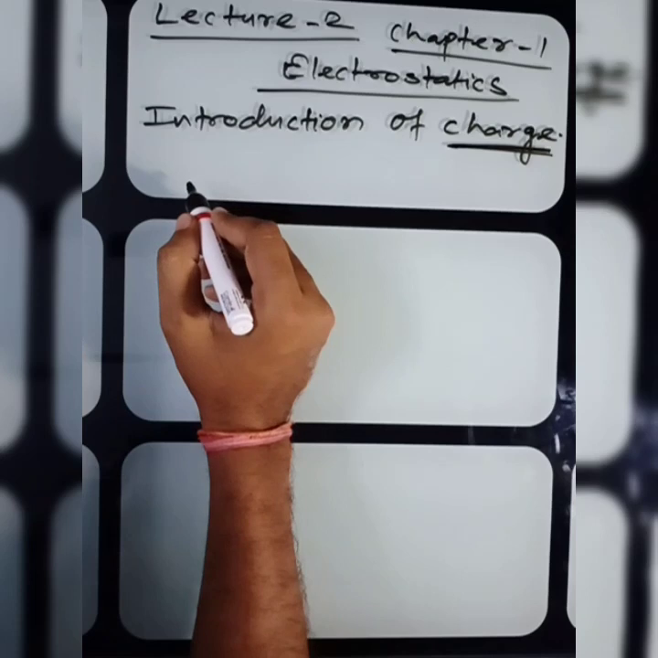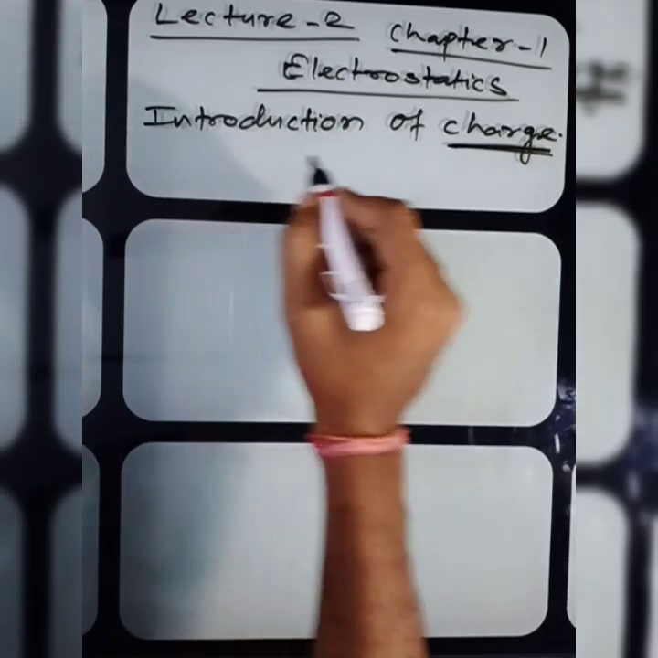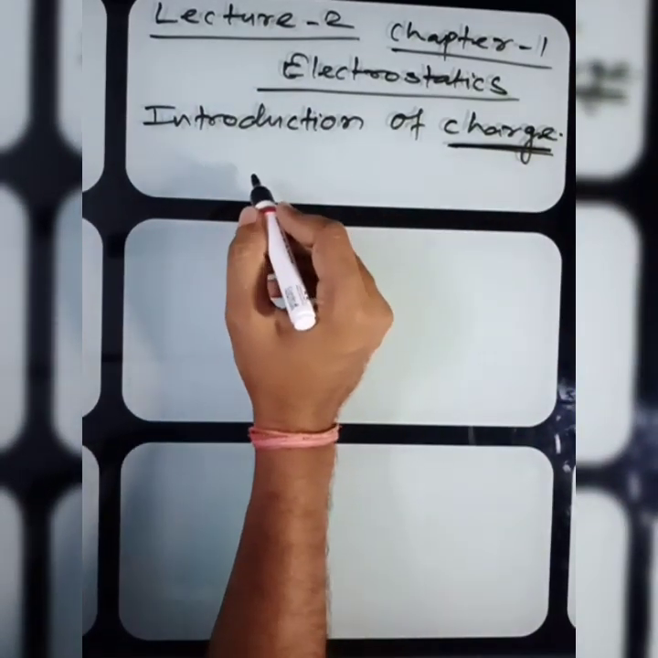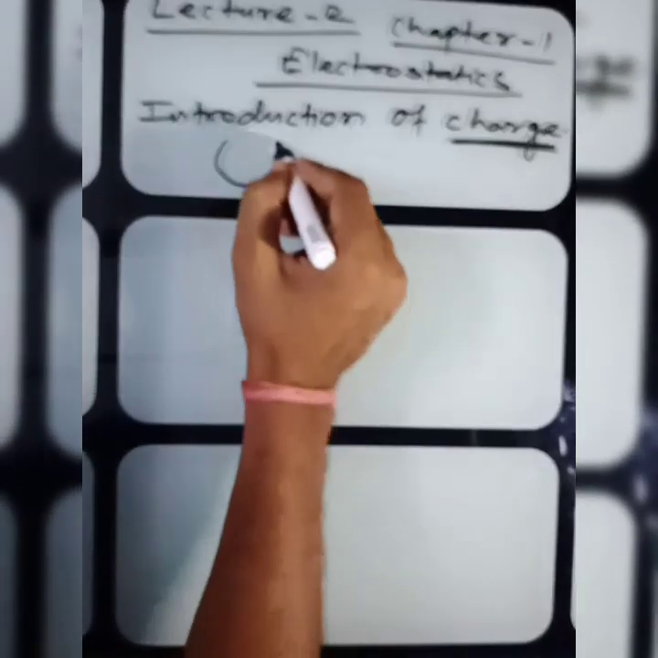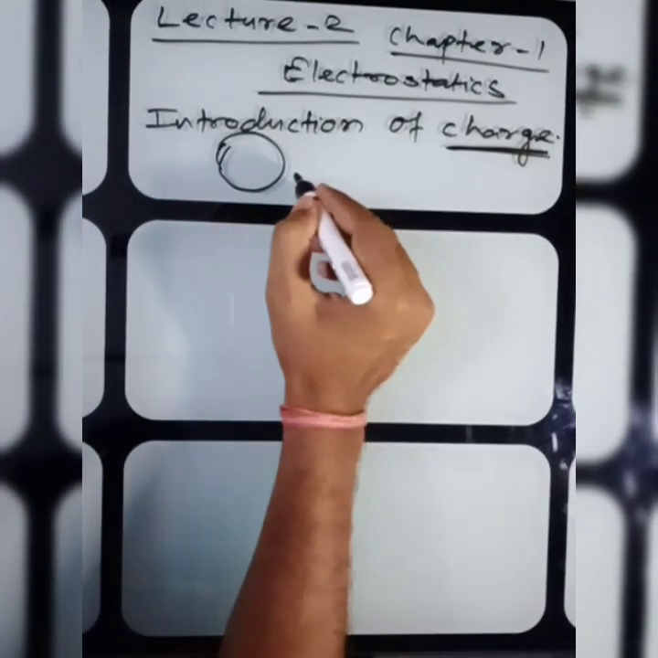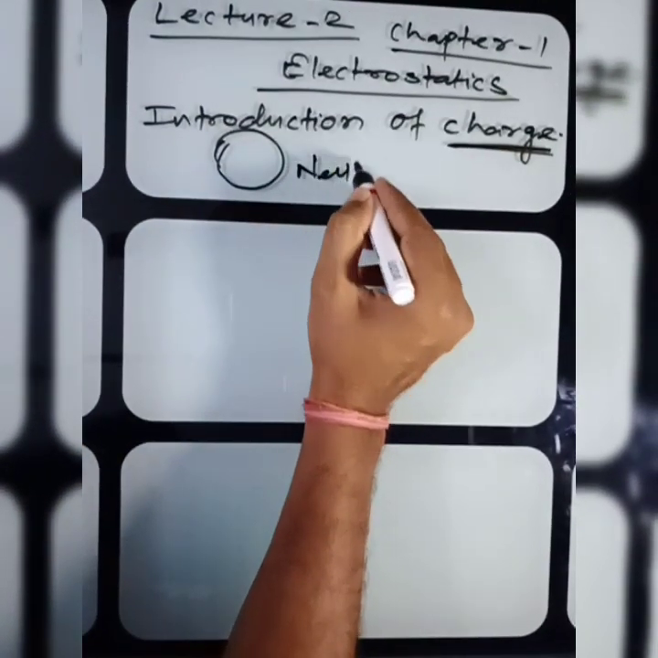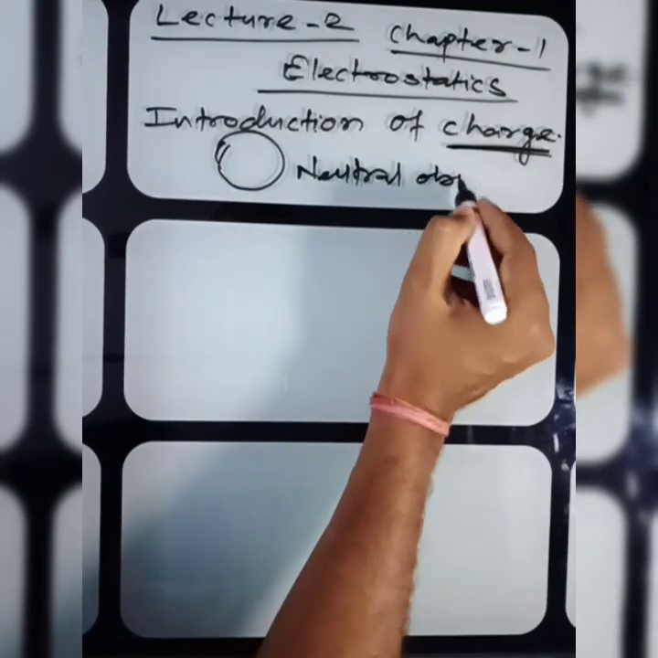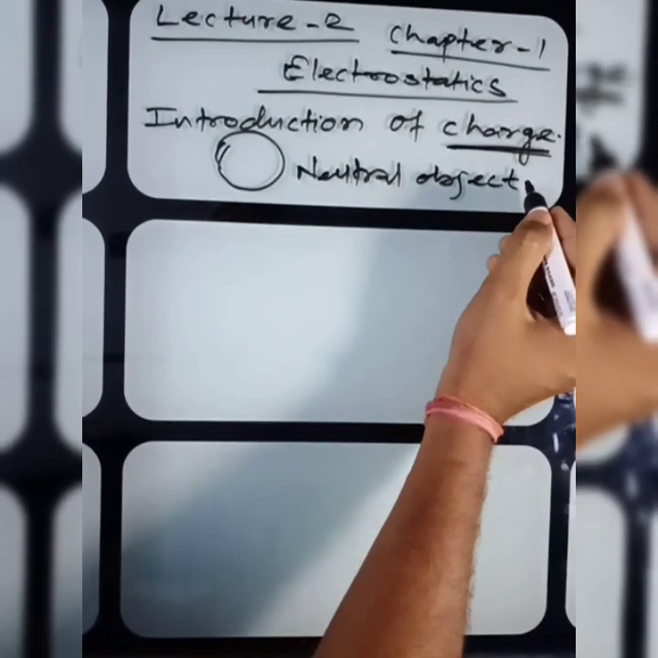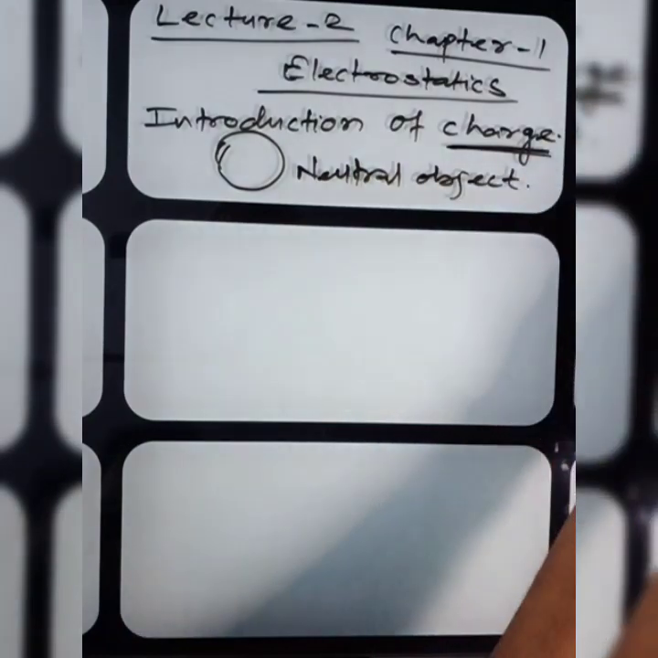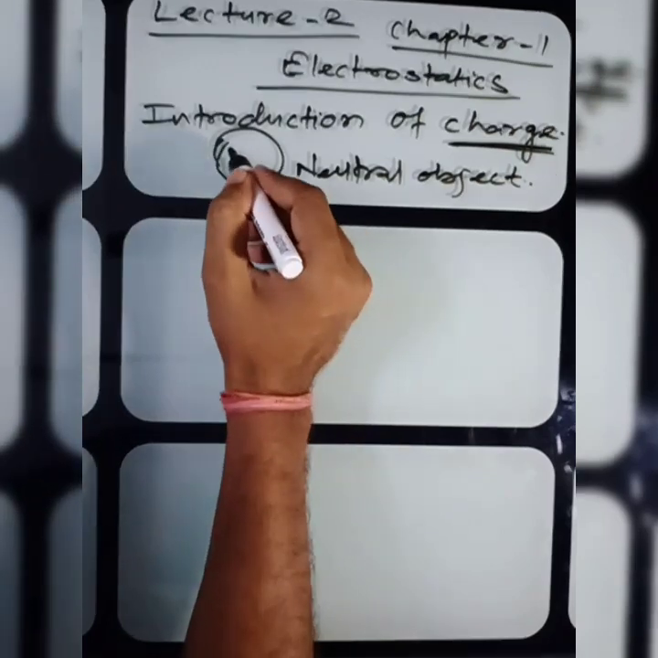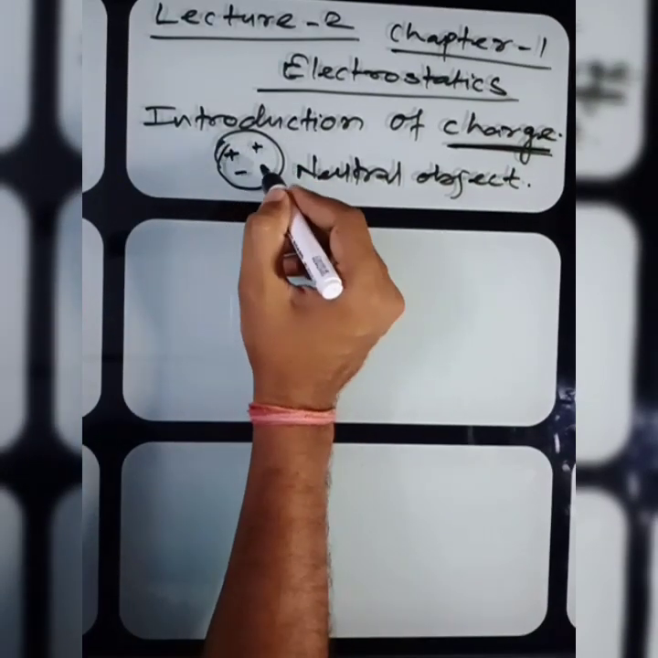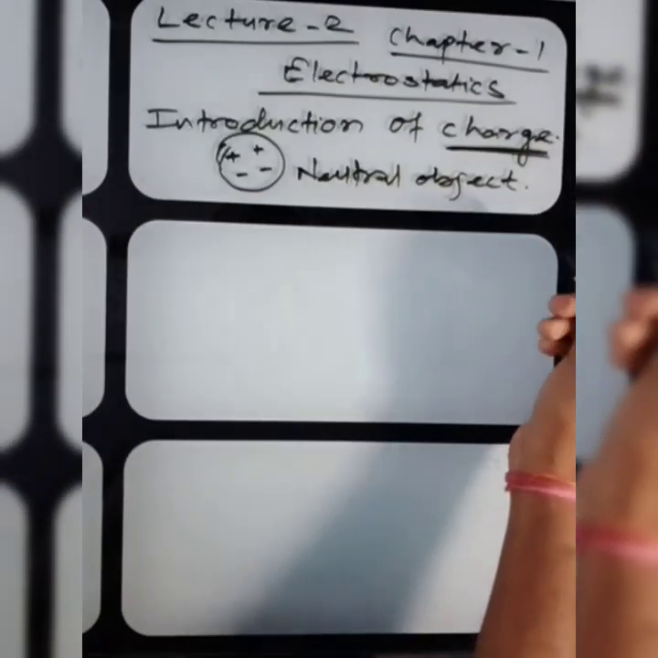Wherever you need, you can pause the video and note down. Suppose we are having a neutral object. In chemistry, you have studied the meaning of neutral object. You can say the total number of positive and negative charges are equal if it is electrically neutral.